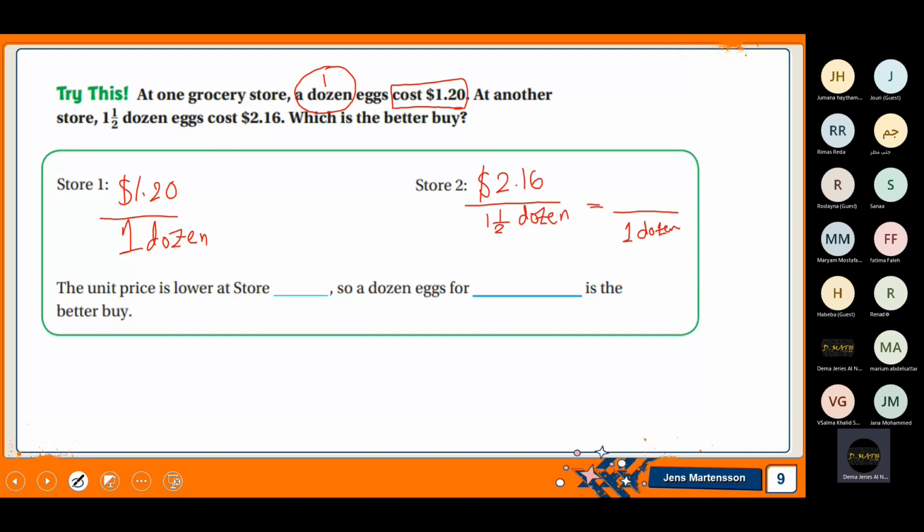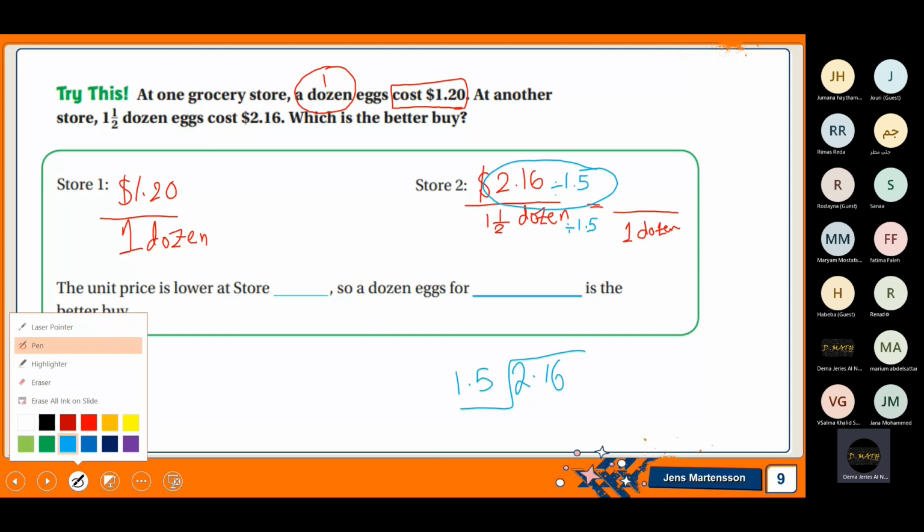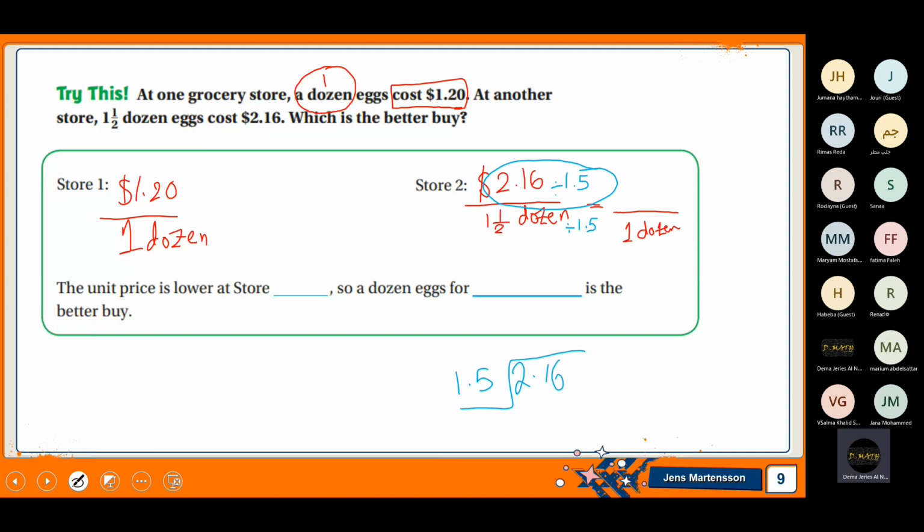What do you have to divide here? Divide by what? By 1.5. Bravo. Let's now divide 2.16 by 1.5. In order to divide decimal by decimal, where do you have to move the decimal point to make it whole? We're going to move it one step to the right. So it comes like 15.